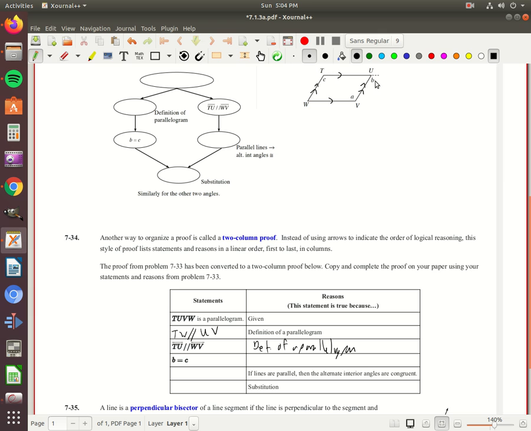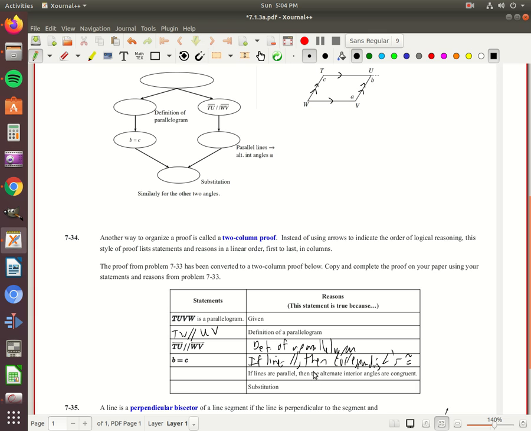Next, they're saying that angle B and angle C are the same. Well, why would angle B and angle C be the same? It looks like if lines are parallel, which they are, then those appear to be corresponding angles, which are congruent. I apologize for my handwriting.